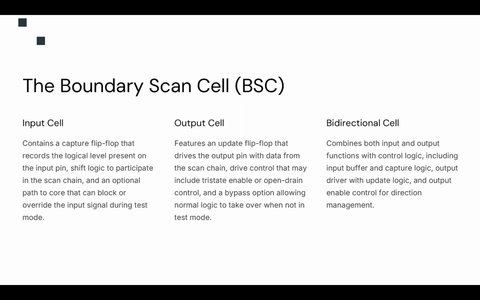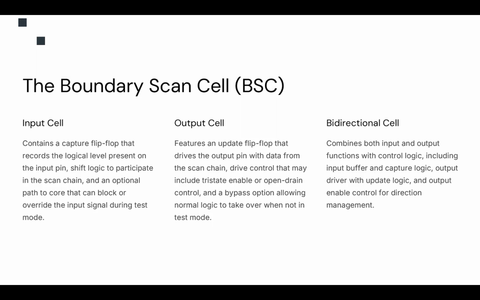Now, there are types of boundary cells. We have input cells that are connected between the input pins and the core logic. They contain a shift logic that allows the captured value to be inserted into the scan chain. During test mode, the input cell can block or override the signal from reaching the internal core logic, so we avoid unintentional behavior in our chip.